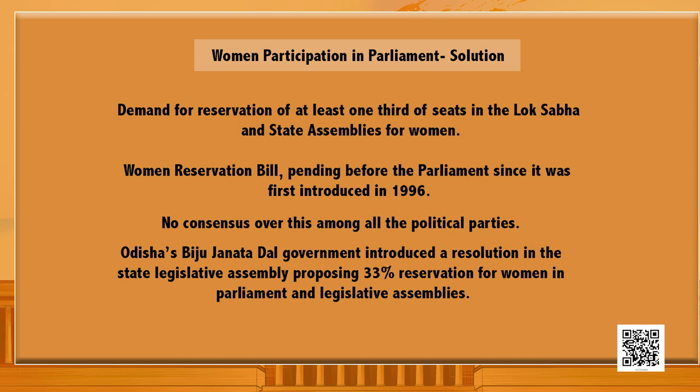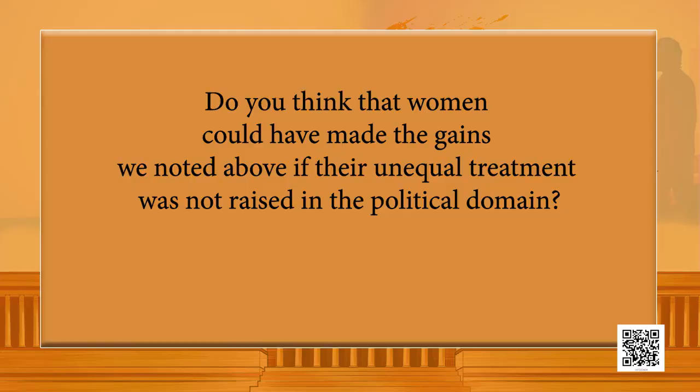A bill called the Women Reservation Bill with this proposal has been pending before the Parliament since it was first introduced in 1996. But there is no consensus over this among all the political parties. Odisha's Biju Janata Dal government introduced a resolution in the State Legislative Assembly proposing 33% reservation for women in Parliament and legislative assemblies. Gender division is an example that some forms of social divisions need to be expressed in politics. This also shows that disadvantaged groups do benefit when social divisions become a political issue. Do you think that women could have made the gains we noted above if their unequal treatment was not raised in the political domain?